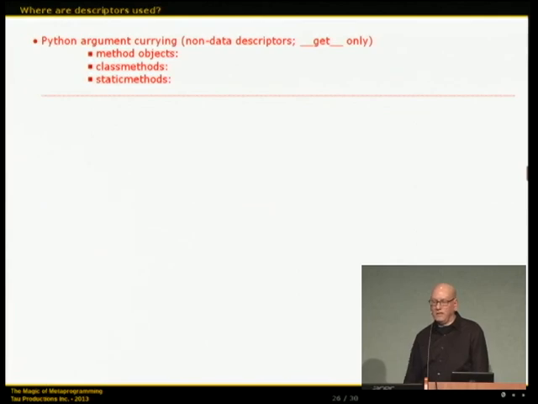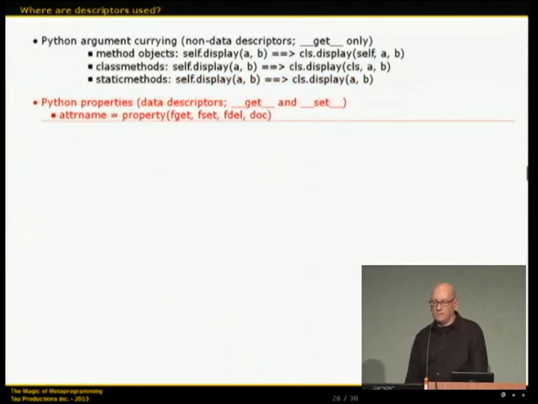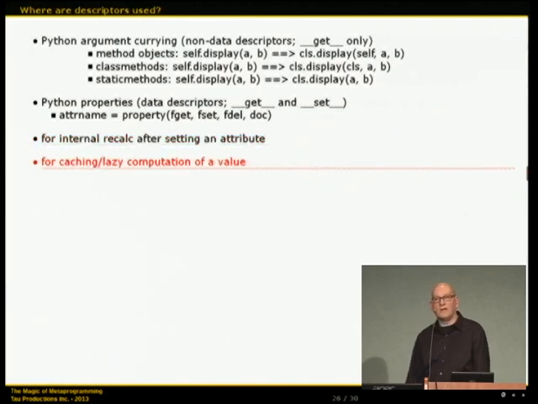Where are descriptors used today? We're basically using them as method objects. We use them for class methods and static methods in order to rearrange the arguments to the functions by placing a self, class, or nothing. That's a useful place for descriptors. We have properties, which give you programmatic access over the attributes for getting, setting, and deleting. And for internal recalculation, so that you can actually do caching of lazy values. The first time you access an attribute, it computes the value or loads it. Thereafter, it uses that cached value.